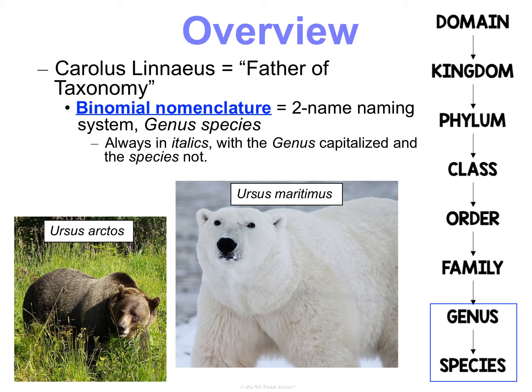You can see here we have the brown bear on the left, and then of course the beautiful polar bear on the right. Ursus arctos is the brown bear, and Ursus maritimus, which is the polar bear. So these are both bears. They're part of the genus Ursus, but they each have their own individual species name because they are two different species.